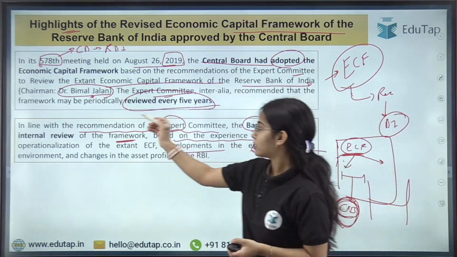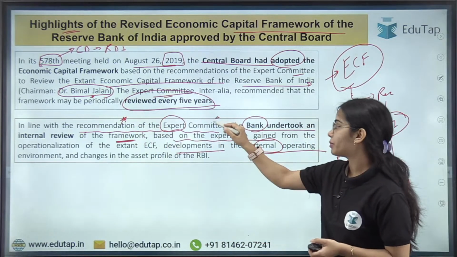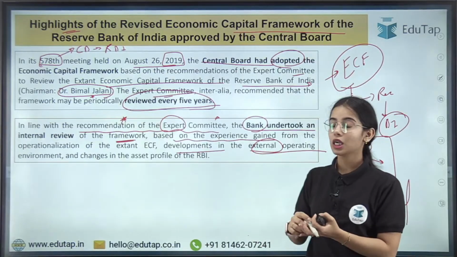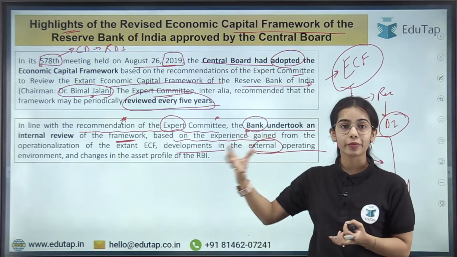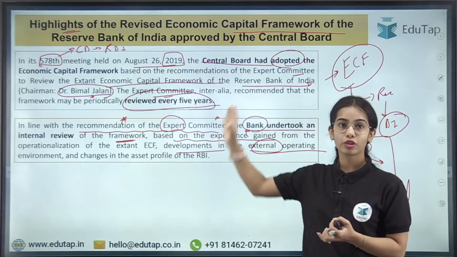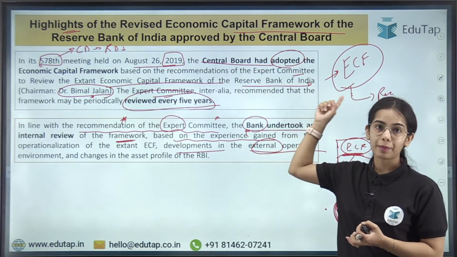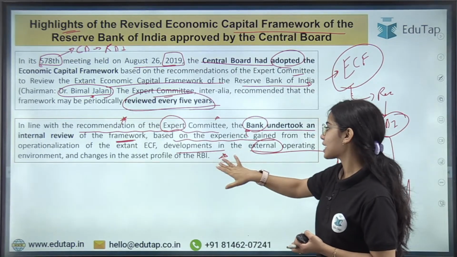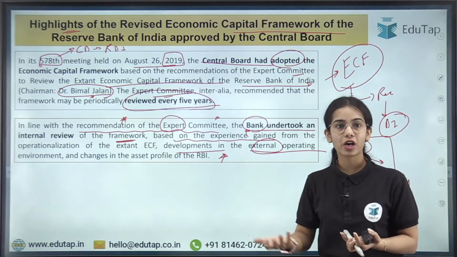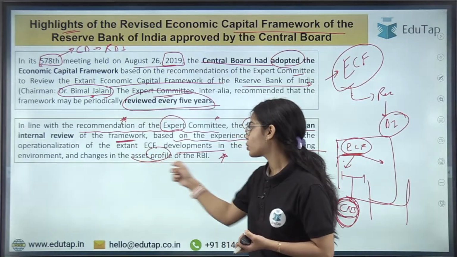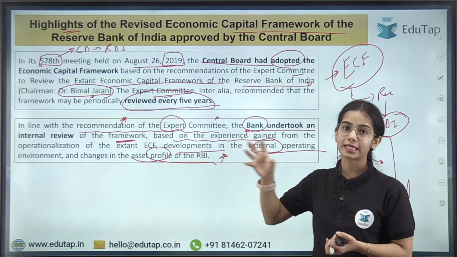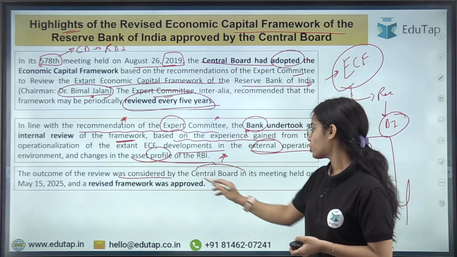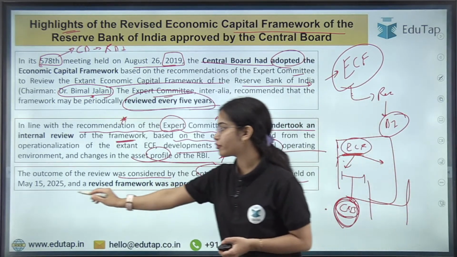Now, as per the recommendation of the Bimal Jalan Committee, the Reserve Bank of India has undertaken an internal review of the framework, based on the experience the RBI has gained from the 5 years of operations of the economic capital framework that was recommended by the Bimal Jalan Committee, the developments in the external operating environment, and the asset profile of the RBI. The outcome of the review was considered by the Central Board in its meeting held on May 15, 2025.